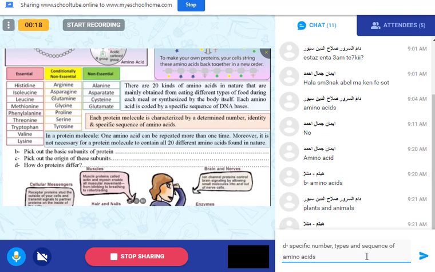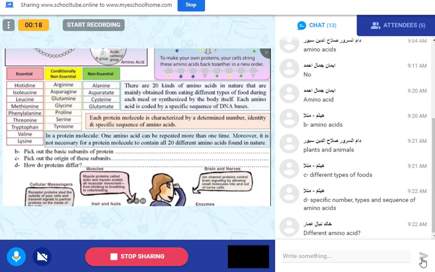How do proteins differ from each other? By specific numbers. Yes, different amino acids, Khalid, correct. Different numbers, different types, and different sequence. Even if two proteins have the same number or the same type of amino acids, if the sequence is different, this will give you a different type of protein.